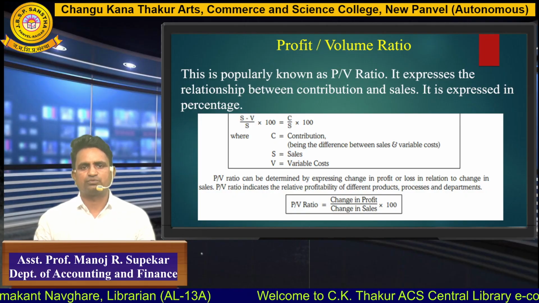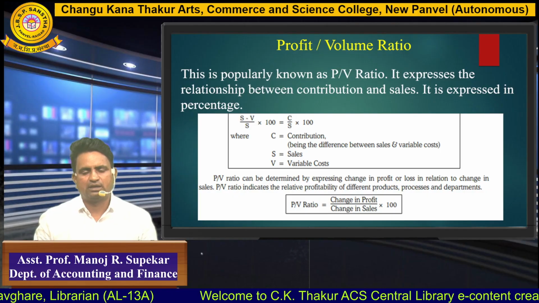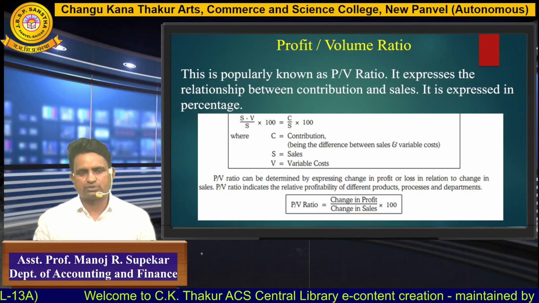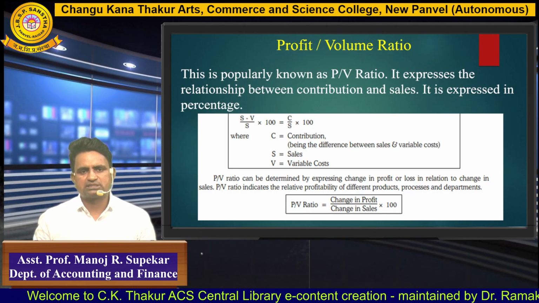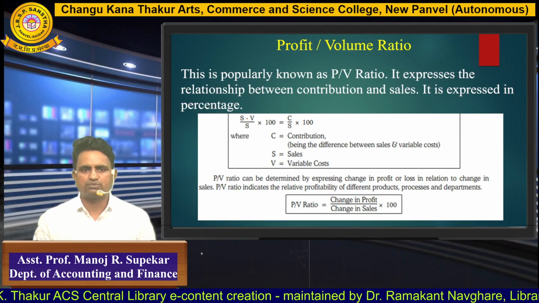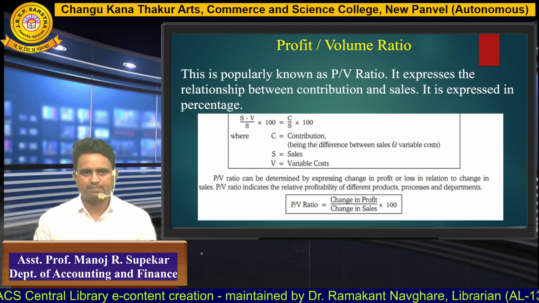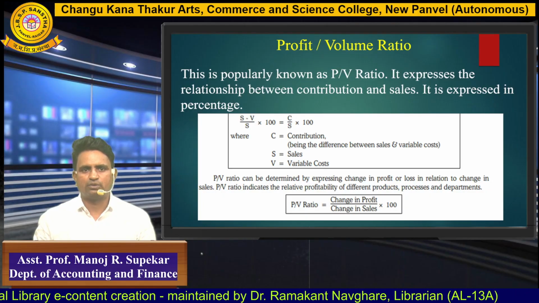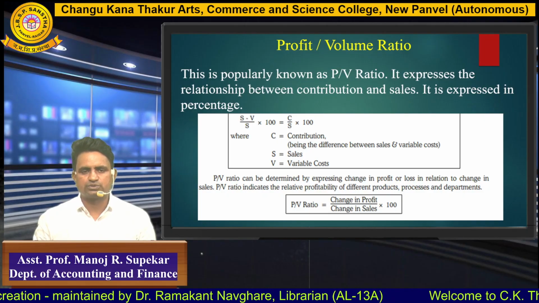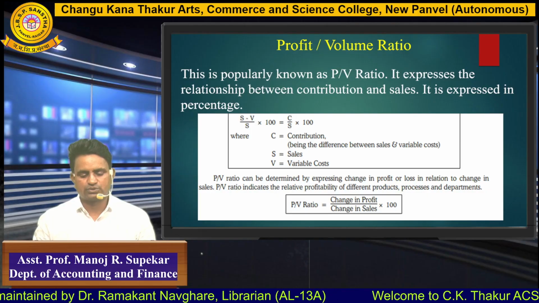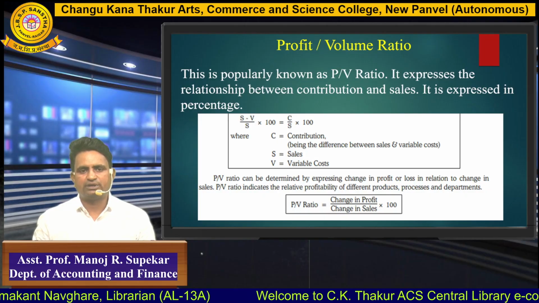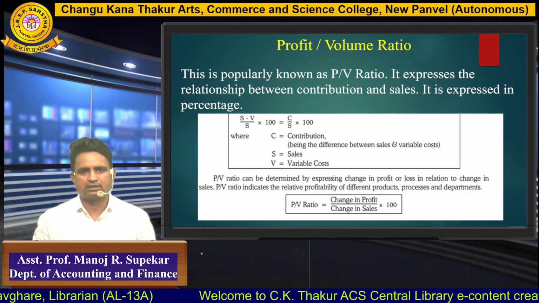So there are two important formulas of the PV ratio. Suppose that in this calculation the sales and variable cost are given, then you can use the sales and variable cost figures to easily calculate the PV ratio. The first formula for the calculation of PV ratio is sales minus variable cost upon sales into 100. So that is the formula. You can also use C upon S into 100. With the help of C upon S into 100, you can easily calculate the profit percentage of the organization for a single year.